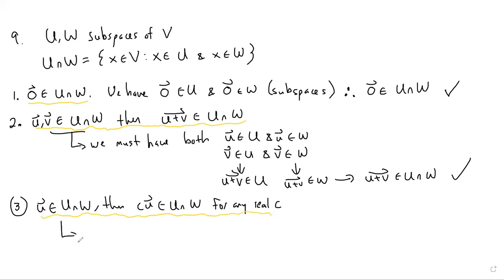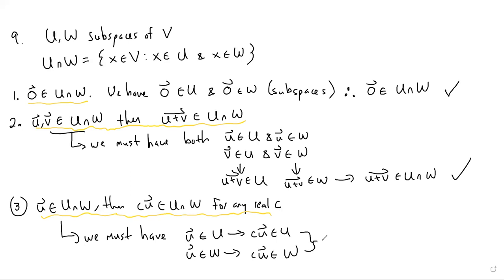But again, if U is in there, same as before, we must have that U is in U and U is in W, and that's just the definition of that intersection. And in both cases, because U and W are subspaces, that means that CU is in U and CU is in W, and therefore, by definition, it's in the intersection because it's in both. So the intersection is a subspace.